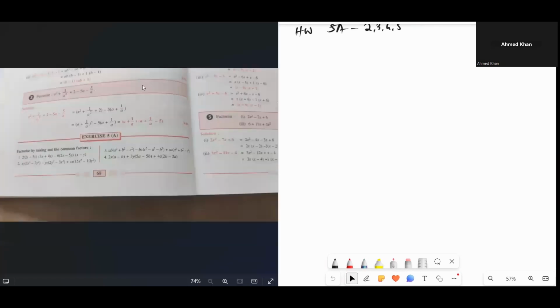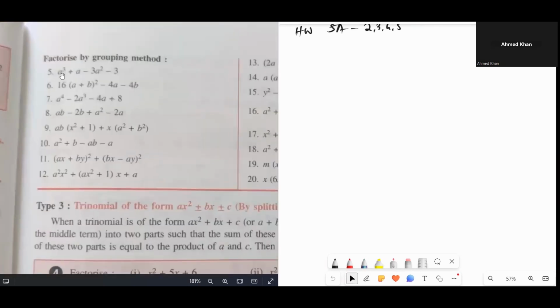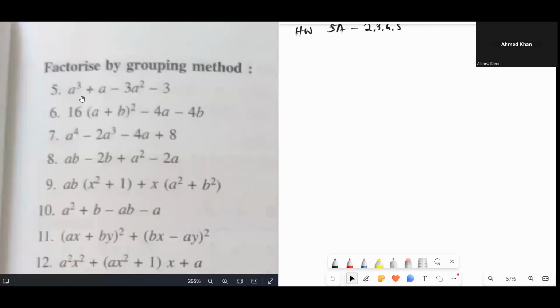Now in the next type of sums, look at the first question, number 5 here. What is common in all these terms? How many terms are here? 4 terms. So is there anything common in all the 4 terms? A and 3? And 3.